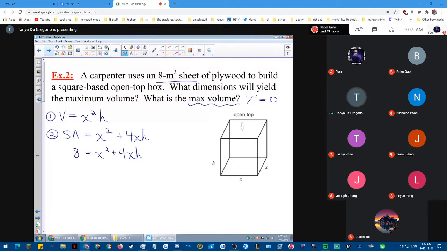Okay, what do I do next? Isolate H. Yeah, solve for h. So 8 minus x squared and then divided by 4x. All right, get h by itself. Okay, what do I do next?